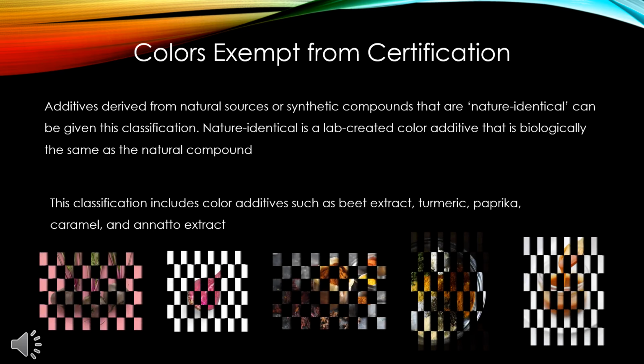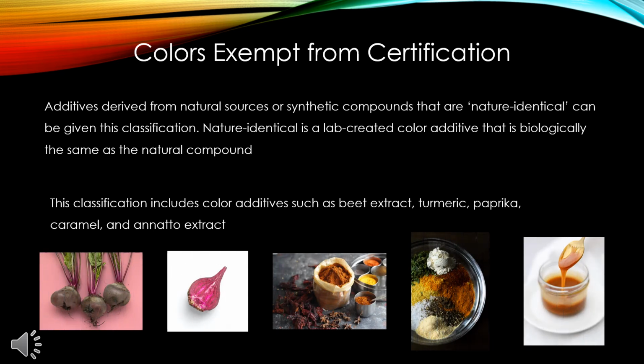The second FDA classification of color additives are colors exempt from certification. These additives are derived from natural sources or are synthetic compounds that are nature identical. Nature identical is a lab-created color additive that is biologically the same as the natural compound. This means that they are synthetic and are made in a lab, but their chemical structure is exactly the same as their natural variant. This classification includes color additives such as beet extract, turmeric, paprika, caramel, and annatto extract.